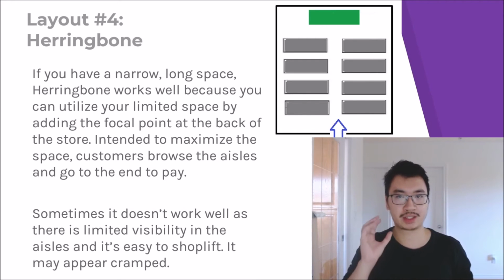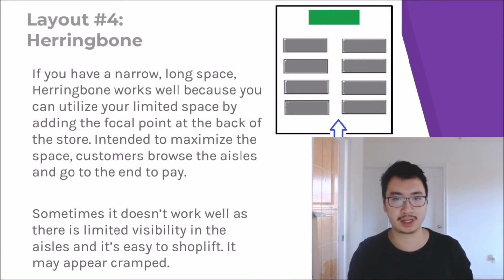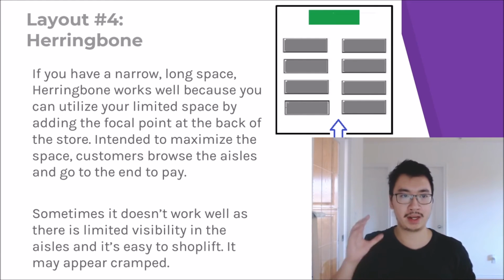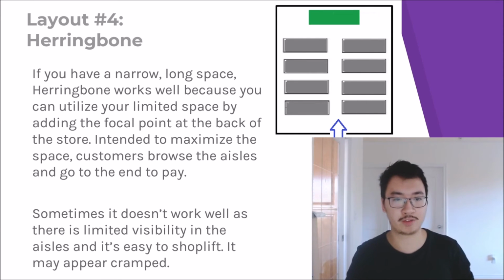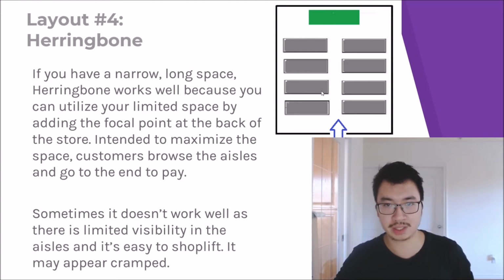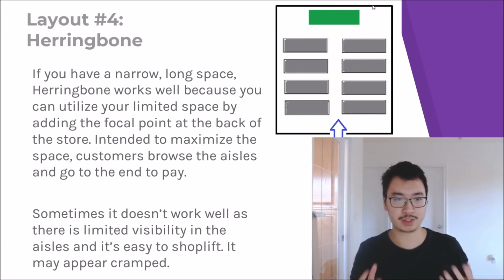Layout number 4 is called the herringbone layout. If you have a long, narrow space and you don't have a lot of room, herringbone works very well because it's similar to a grid, and you can utilize your limited space by adding a focal point at the back of the store. So customers are encouraged to look at the different aisles, and then you go to the end where you have a focal point, maybe some signage and your logo in the back.